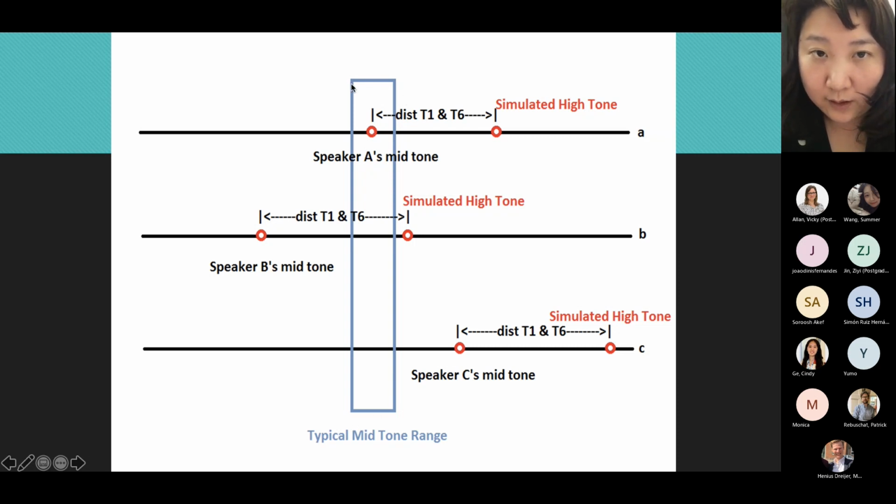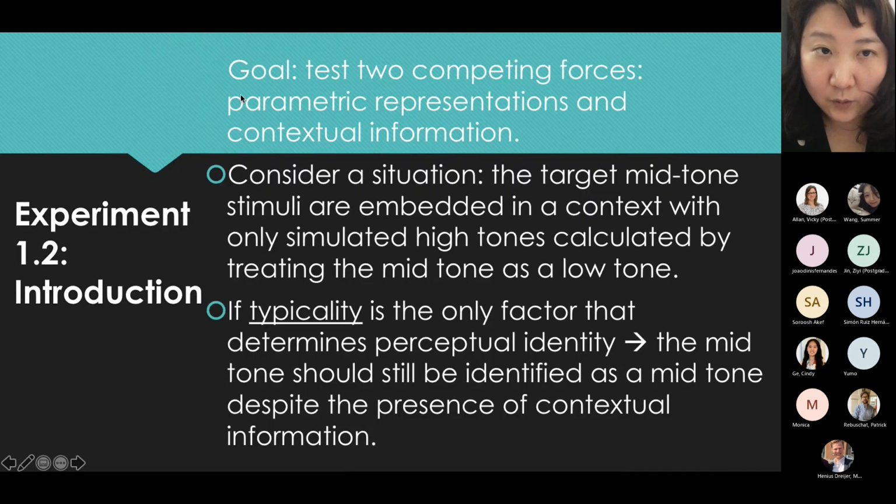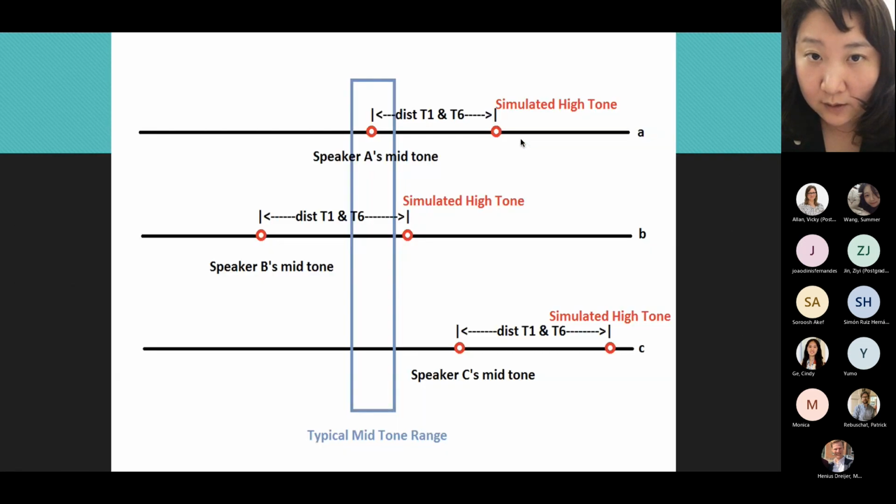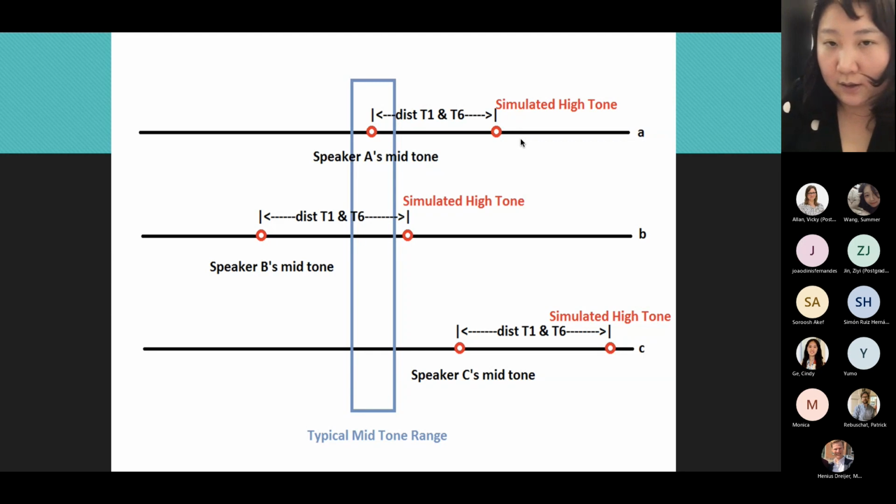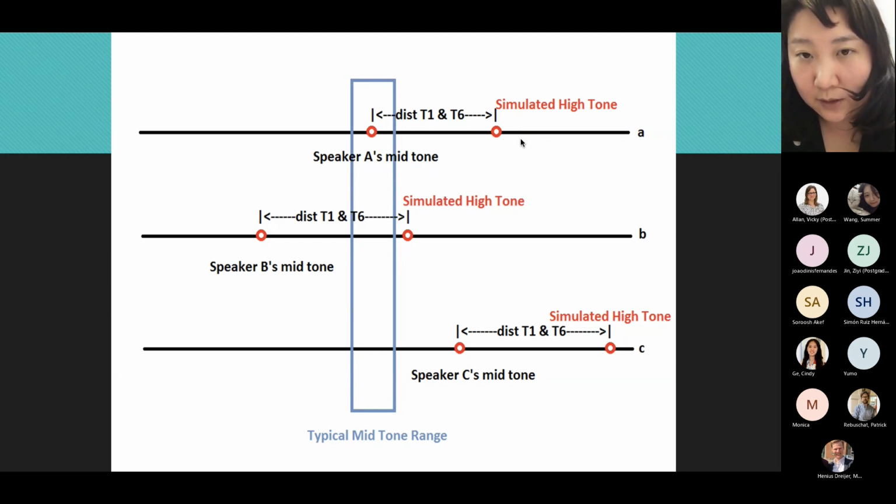So this is what we have designed to test the two forces, because if you want to test whether parametric representations and contextual information are competing with each other, then one factor, the parametric representations, will not be effective if there is contextual information present. So we try to create this kind of situation to test how these two forces compete with each other.